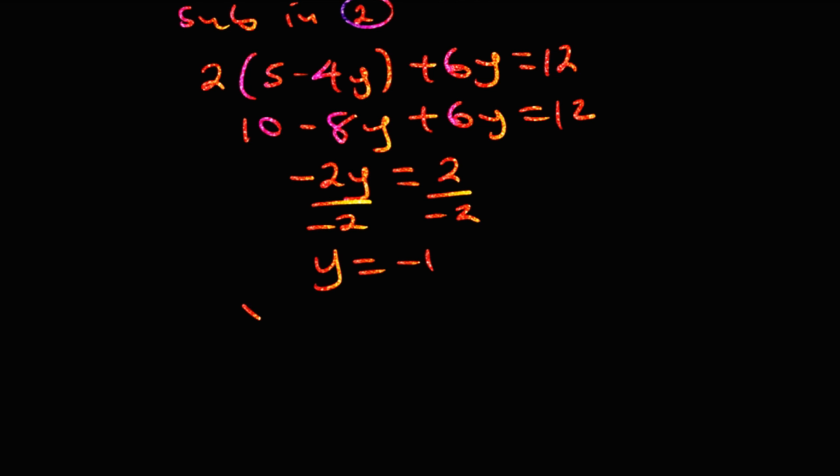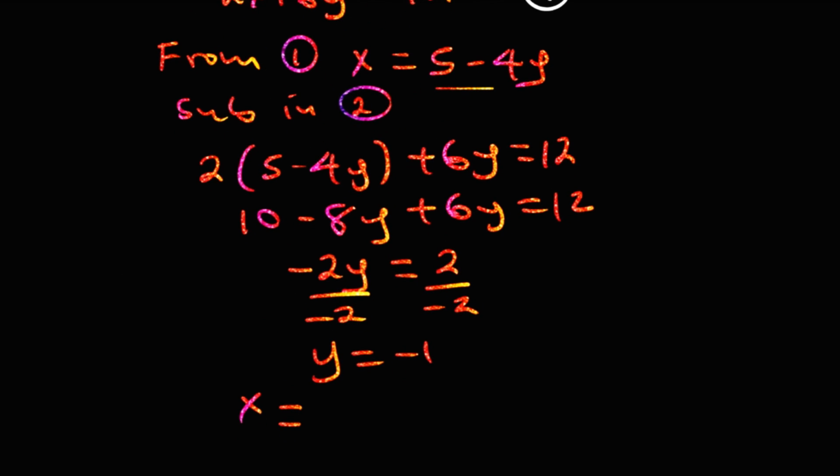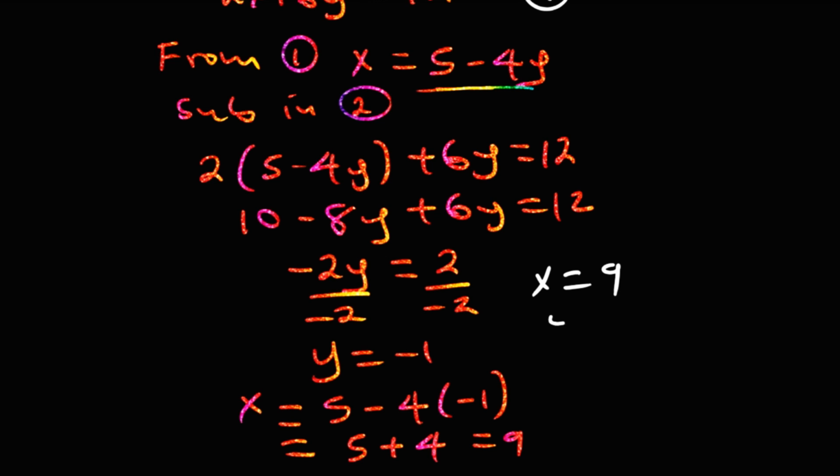So you can get x from an expression that we had initially. We said that x is equal to 5 minus 4y. So take 5, then you minus 4 times y, and y is negative 1. So that is the same as 5 plus 4, which is 9. So we have the two values of x and y. So x is equal to 9, while y is equal to negative 1.